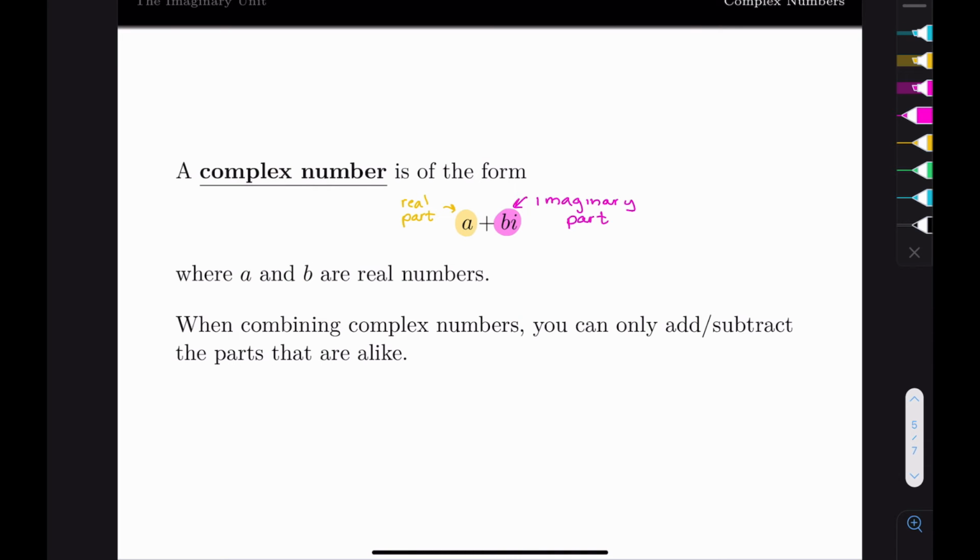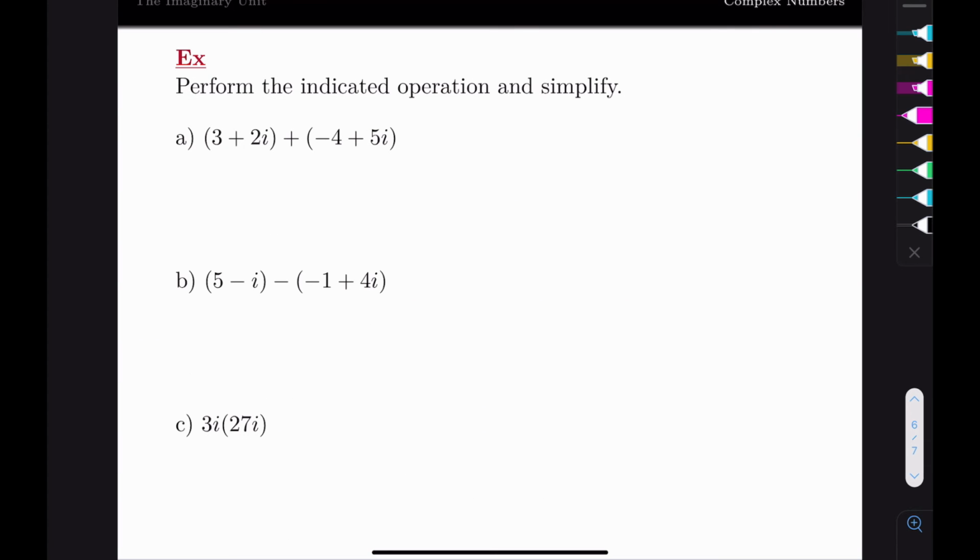So when I'm working with combining them, you can only add or subtract or deal with the components that are alike. So I can only add the real parts together. I can only add the imaginary parts together, and vice versa. So let's just try a ton of examples. We want to do whatever operation we're told, and we want to simplify the complex number.